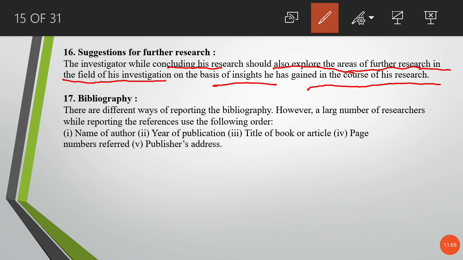17. Bibliography. There are different ways of reporting the bibliography. However, a large number of researchers, while reporting the reference, use the following order: 1. Name of the author. 2. Year of publication. 3. Title of book or article. 4. Page number referred. 5. Publisher's address.